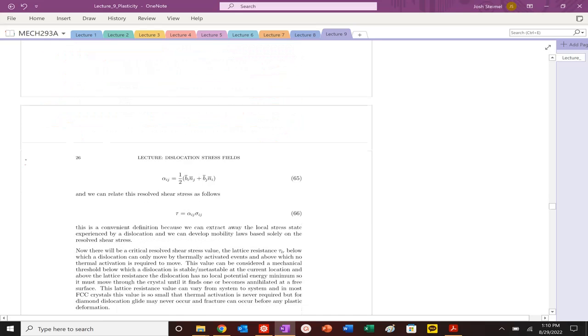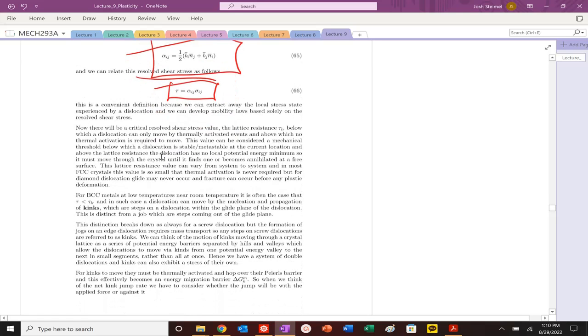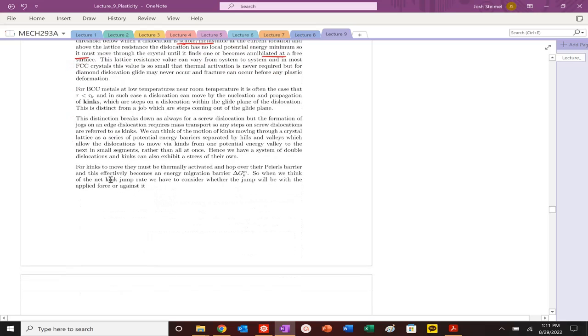We can also describe how much stress is required to move along a glide plane. We use the Schmid resolution tensor, alpha ij, to calculate our single value of resolved shear stress. There's some value inherent to our material: a minimum critical resolved shear stress that's required to allow glide to occur. Below it, the dislocation is in a metastable state and just stays there. Above it, if you have a resolved shear stress greater than your lattice resistance, then we're going to move.